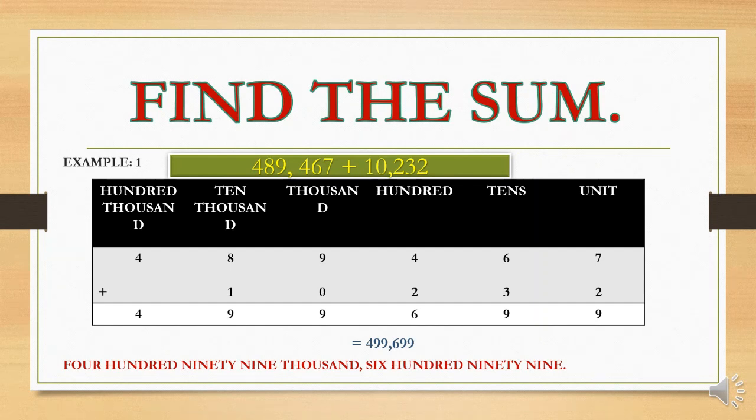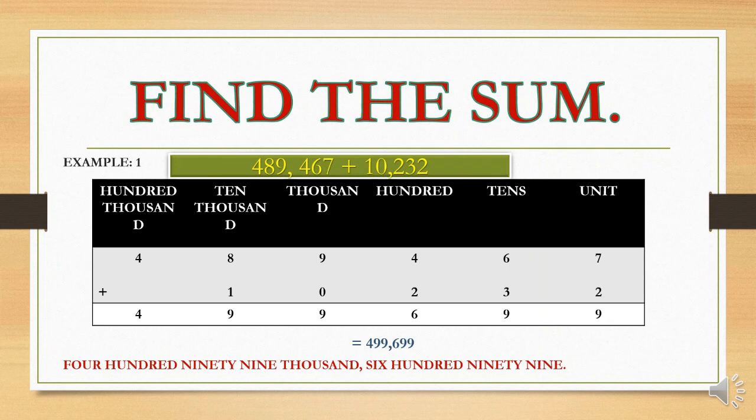Write the unit figure below the unit, tens below the tens, thousands below the thousands, and so on. We will sum all the columns starting from the unit side. At the unit column, 7 plus 2 equals 9, and at the tens column, 6 plus 3 equals 9. At the 100 column, 4 plus 2 equals 6. At the 1000 column, 9 plus 0 equals 9. At the 10,000 column, 8 plus 1 equals 9.